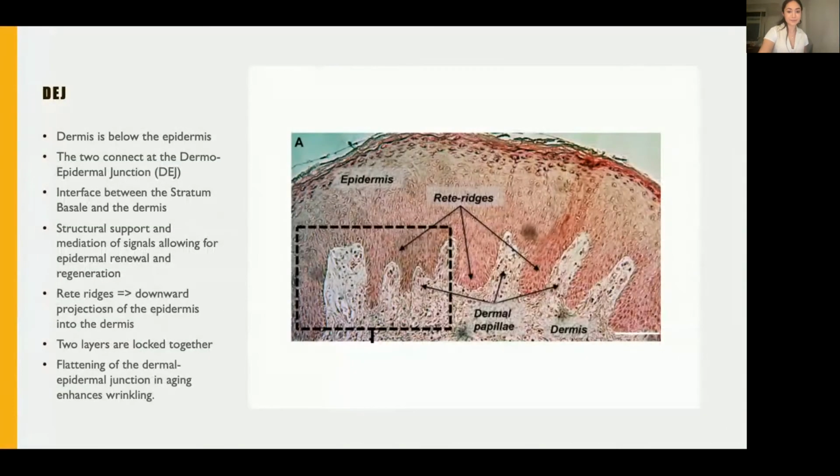Okay, next slide. So quickly, just to run through the DEJ, or the dermoepidermal junction. This is the interface between the stratum basale and the dermis. And it's the core of structural support between the two, because it allows for epidermal renewal and regeneration, which is happening above, but it also keeps that contact between the deeper layers. And typically you get rete ridges. So you get downward projections of the epidermis, which lock into the dermis like an egg crate. And actually flattening of the DEJ enhances wrinkling, really interestingly.